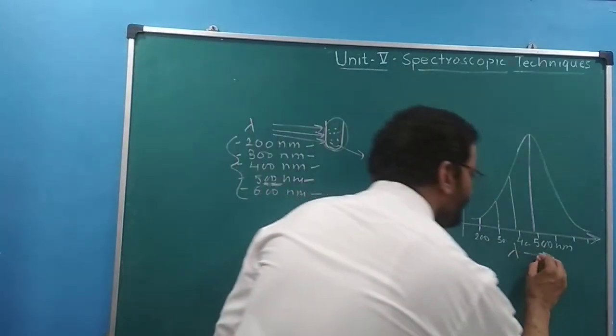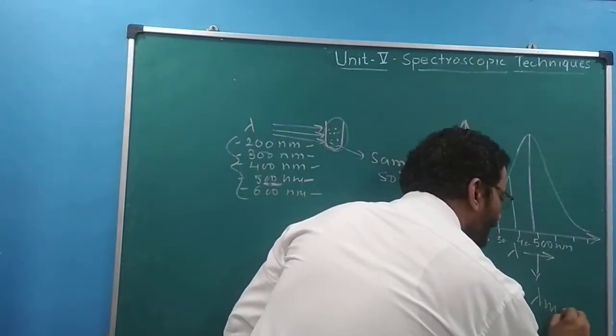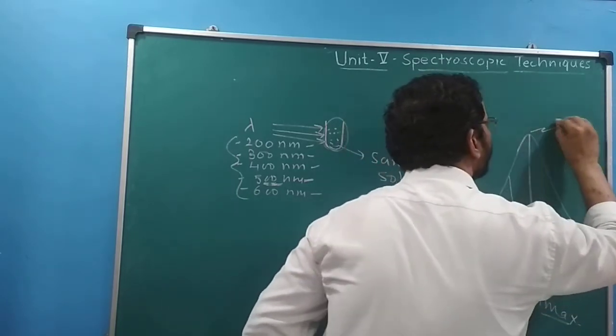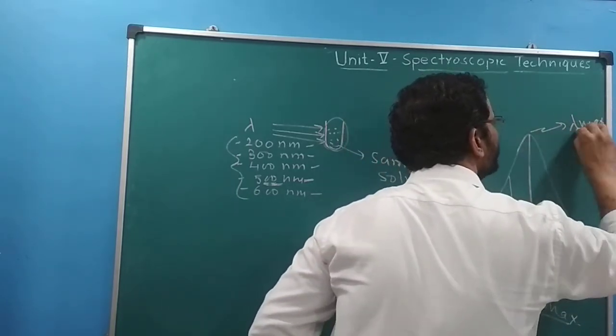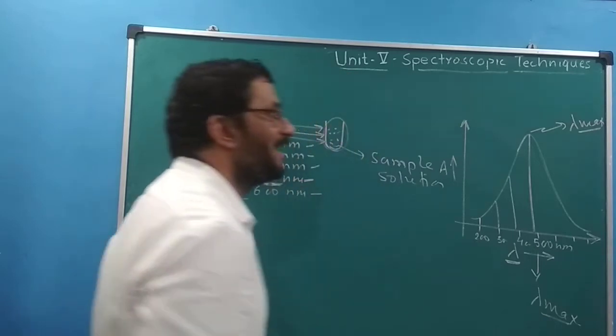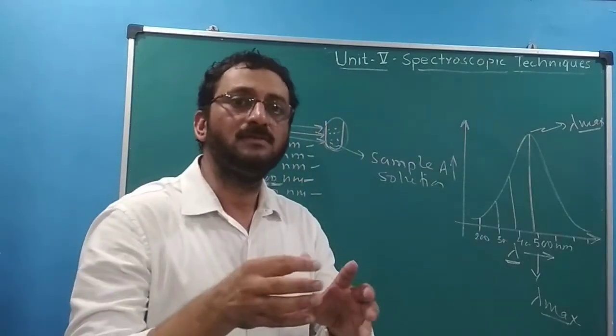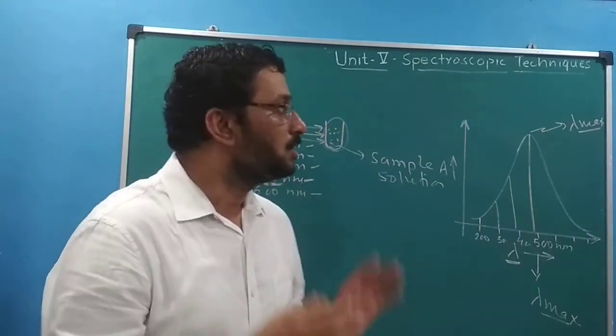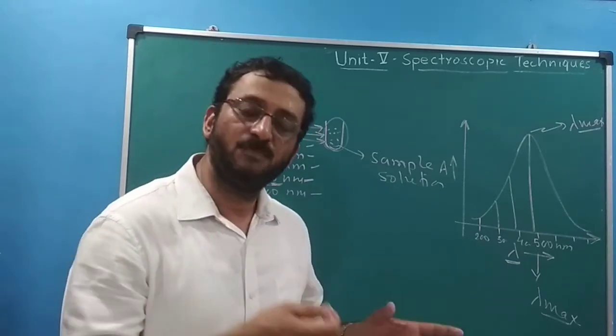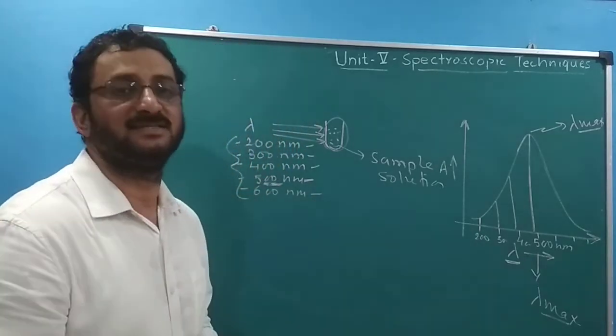That 500 here is called lambda max. We can say this is lambda max. What is lambda? It is wavelength, and max means maximum. It is the wavelength which is absorbed by the sample to maximum extent, and is responsible for certain changes in the sample.